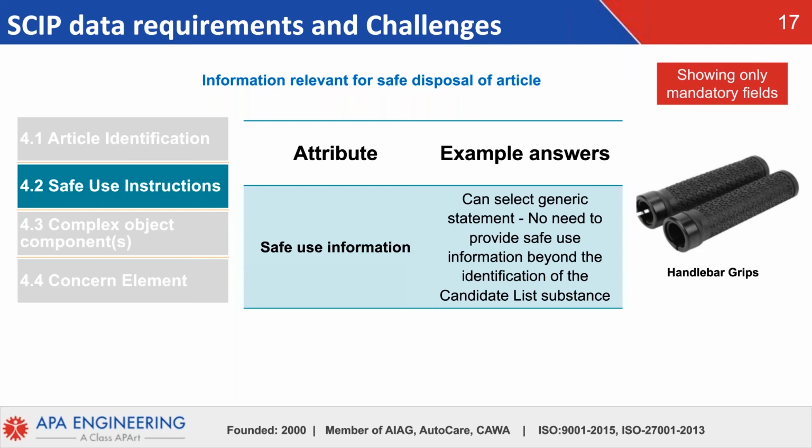At one point of time, maybe 6 months from now, ECHA is going to publish all this data on their web, where separate details will be available for recyclers and separate details for the consumers. So there the safe use instructions are mandatory. As a minimum, the user must tick the checkbox. No need to provide safe use information beyond the identification of the candidate list substance. Next slide.